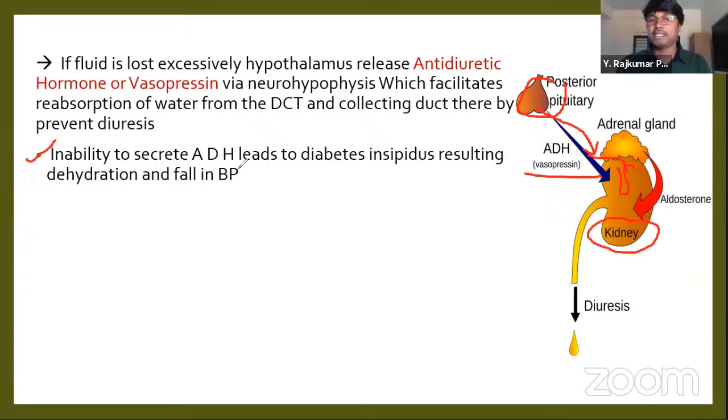Inability to secrete ADH. Suppose the antidiuretic hormone is not released, what happens? A disease will be caused, that is diabetes insipidus. In diabetes insipidus, patients urinate more. So it results in dehydration and a fall in BP.